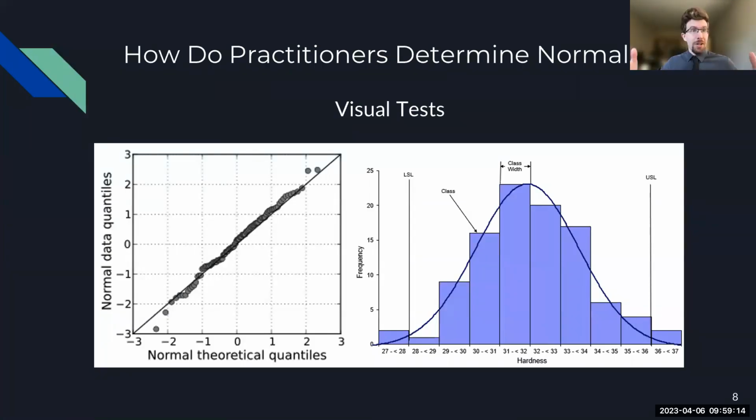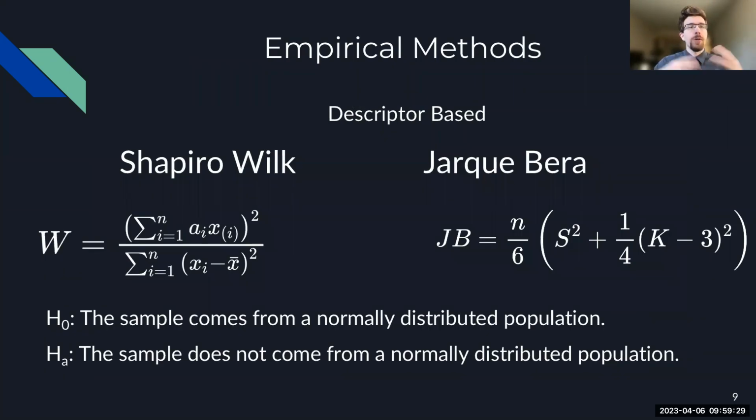So how do you determine normality, right? This is a fair question. There's two main ways. There's the visual methods, where you have a QQ plot here on the left and a histogram on the right. And the other way is empirical methods that are descriptor based. Things like the Shapiro-Wilk and Jarque-Bera that use critical values and then p-values, right? Ways that we can empirically decide that this distribution comes from a normal distribution or not.